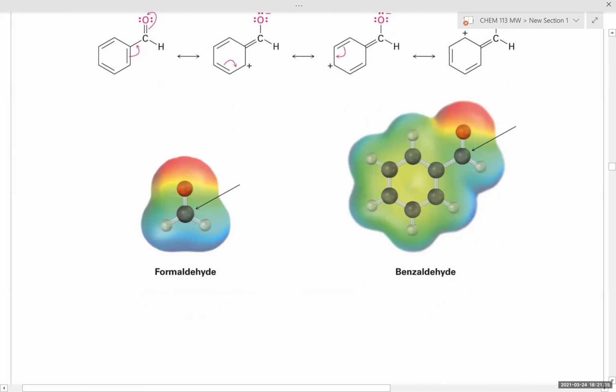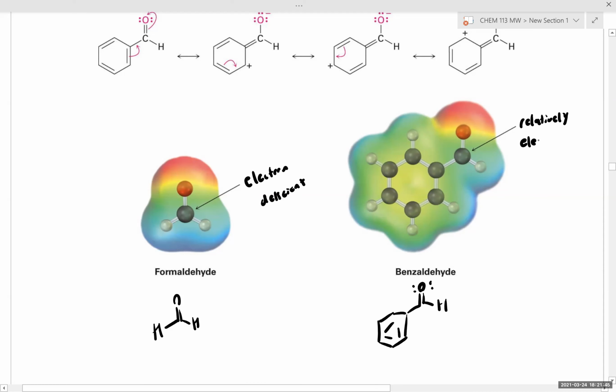If you compare the electron density maps for formaldehyde to, for example, benzaldehyde, you can notice very clearly in this electron density map that in formaldehyde, we have a relatively electron deficient carbonyl carbon, while the carbonyl carbon in benzaldehyde is relatively, and this is relatively, mind you, electron rich. And that is due to donation of electron density from our aromatic ring into our carbonyl carbon. Does this make sense?